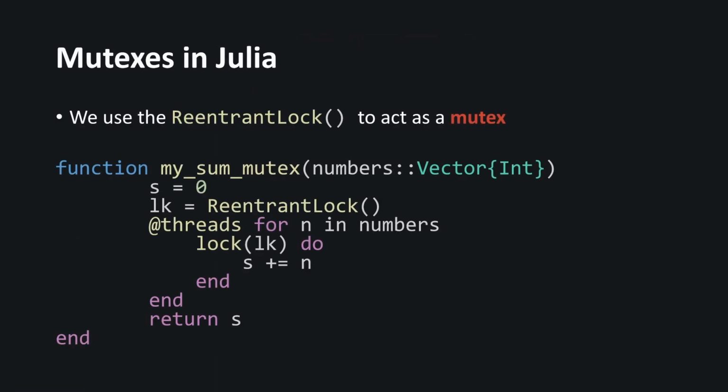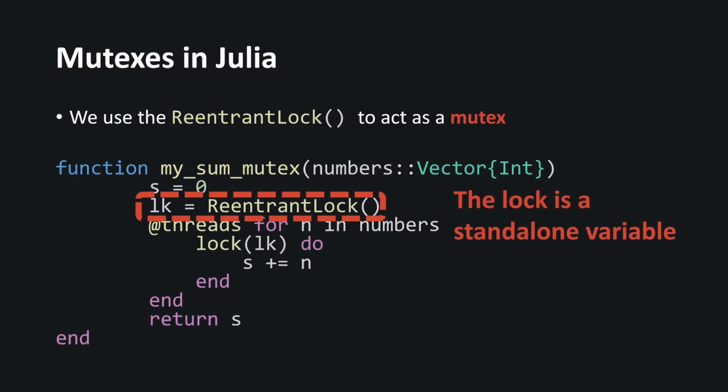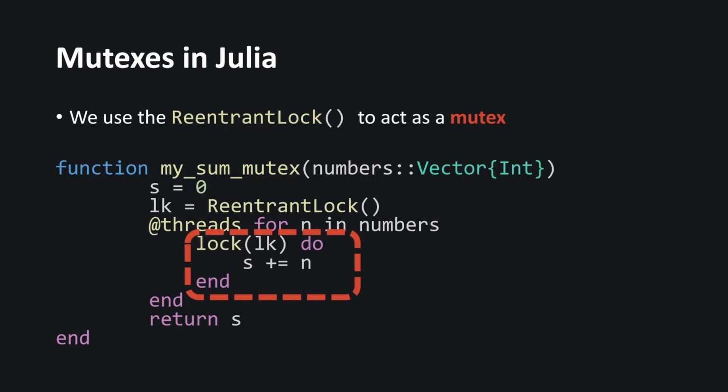So let's look at how mutexes are implemented in Julia. If you want to use a mutex, I recommend using the class ReentrantLock. If you're going to apply it to this multi-threaded code, which adds up all of the numbers in an inputted list, you would first have to create the lock as a standalone variable before you want to use it. Since we want to protect the line s plus equals n from any race conditions, we want to use the lock function. This function will take two arguments.